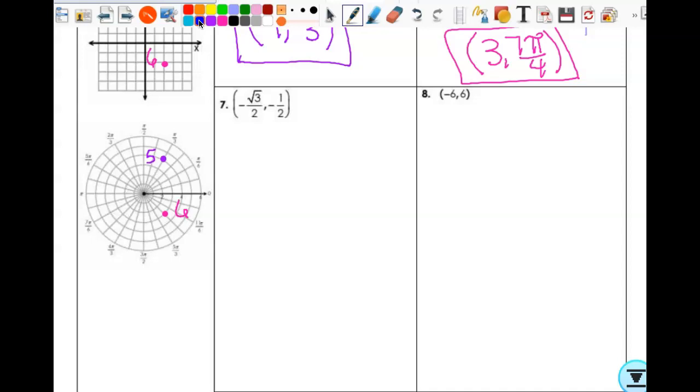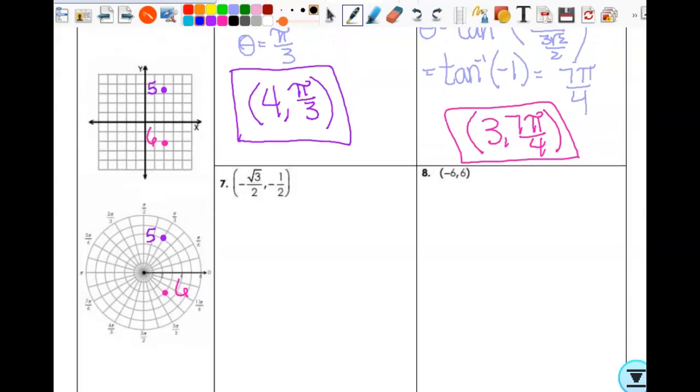All righty. Let's see. I'm going to help you plot number 7, and then I'm going to have you do number 7. Because I doubt you just know what that decimal is. Square root of 3 over 2 is about 0.866, so a little less than 1. So we're going to plot this. I'm going to go to negative about 0.75-ish, negative 1/2. It's kind of there. That's good enough. That's where my pen decided it wanted it to be. Okay. All right. You do the rest.